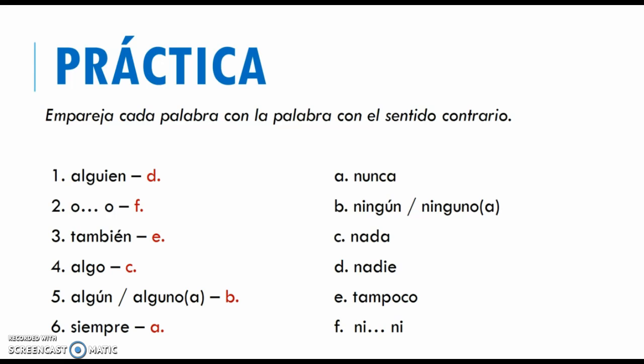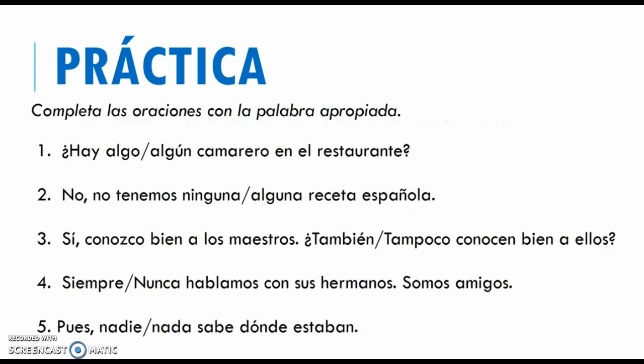Here are your correct answers. So algo means something, nada is nothing. Alguien is someone, and nadie is no one. Una práctica más. So circle what makes the most sense looking at your notes about what the definitions of these words. Do I say, hay algo camarero? Or do I say, hay algún camarero? So go ahead and pause your screen and see if you can figure out what the correct answers are.